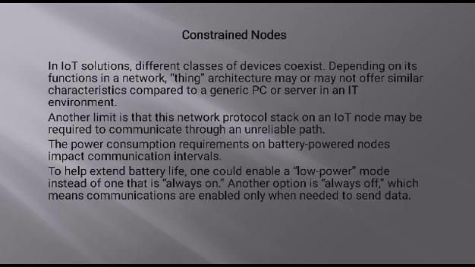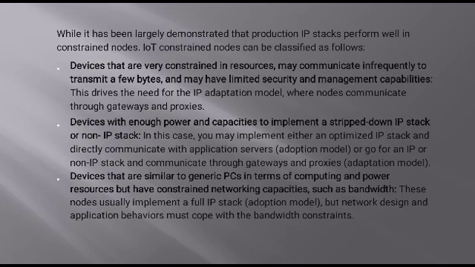Constrained nodes. In an IoT system, different classes of device coexist depending upon the function of the network. Their architecture may or may not offer similar characteristics compared to a generic PC or server in an IT environment. Another limit is that the network protocol stack on an IoT node may be required to communicate through an unreliable path. The power consumption requirement on battery powered nodes impacts the communication interval. To help extend battery life, one should enable low power mode instead of always on. Another option is always off, which means communication is enabled only when it is needed to send data.